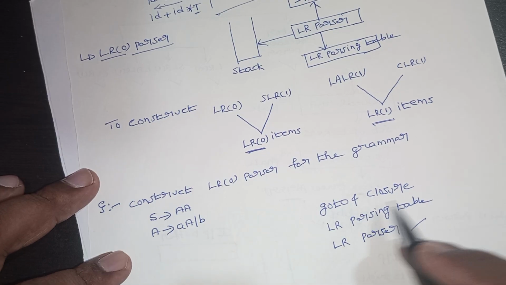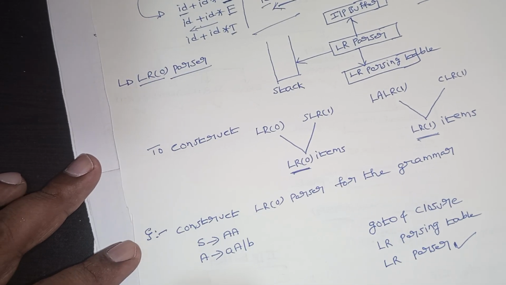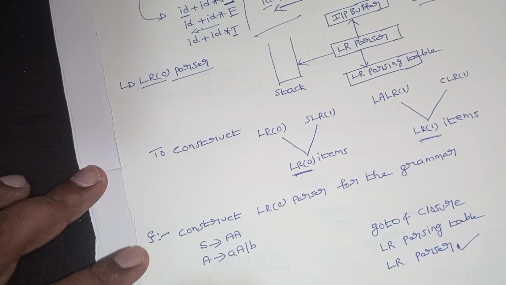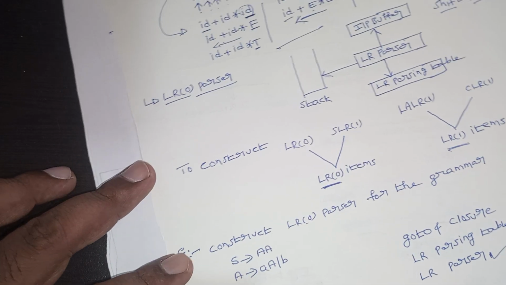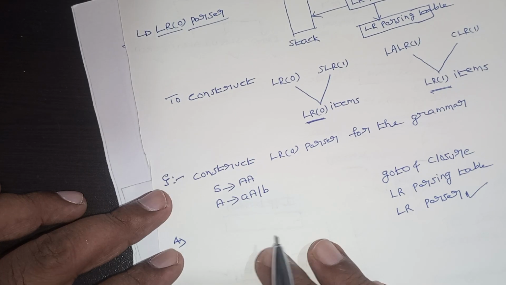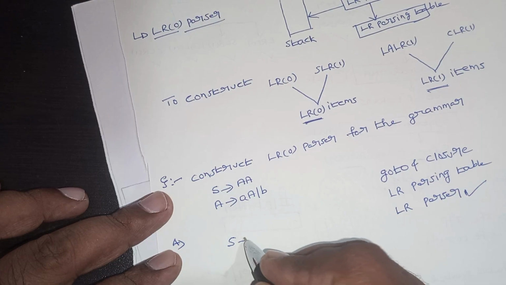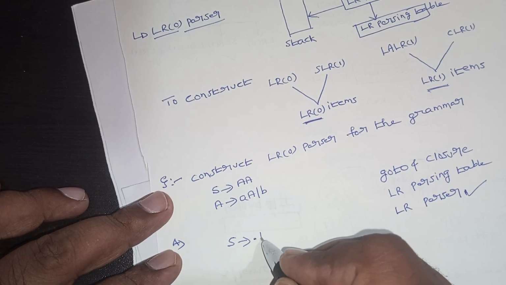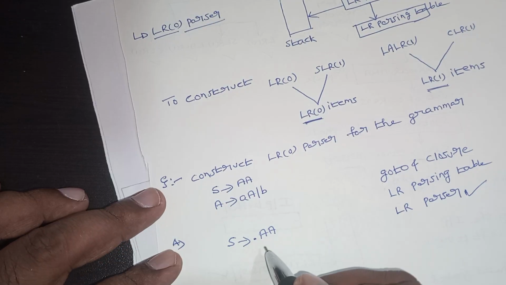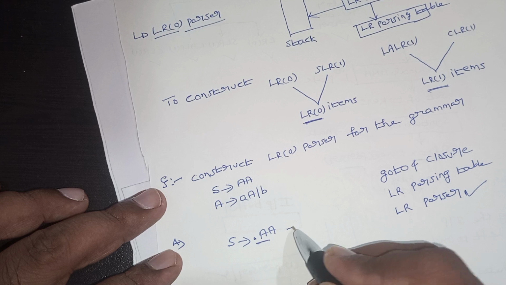So what is a goto, what is a closure, what is an LR parsing table, and then how to construct the LR parsing table and the LR parser. First we have to see the item. So what is the item? For any production, I'm taking one example, S tends to AA. In the RHS, if you add a dot, this is called an item.